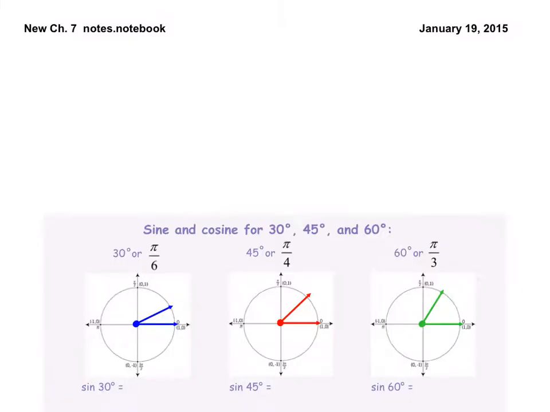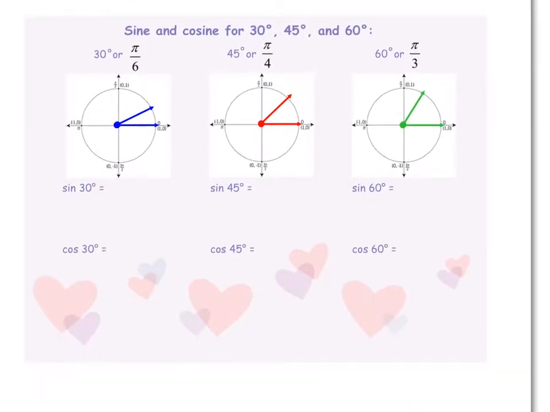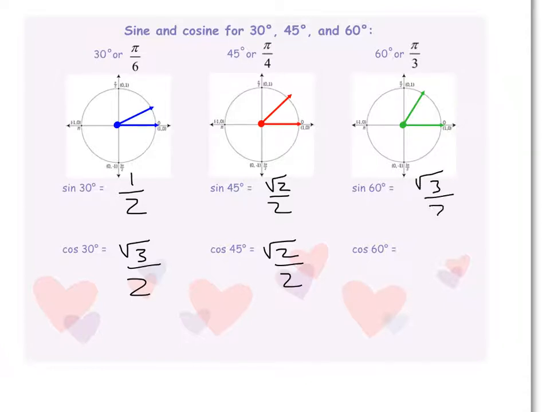On this slide, we're just making a summary of all these different relationships that we saw. Okay, first of all, for 30 degrees, the sine value was 1/2, cosine square root 3 over 2. Sine of 45 is square root 2 over 2. Cosine is square root 2 over 2. Sine of 60 is square root 3 over 2. Cosine of 60 is a half.